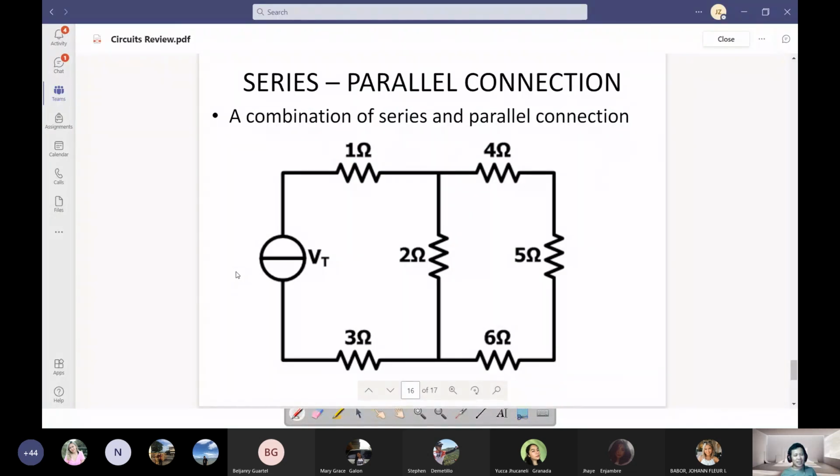So now you can solve the series-parallel combination. Now, to check if you really understood, I will be leaving you with an assignment. The assignment is in the last part of the notes.